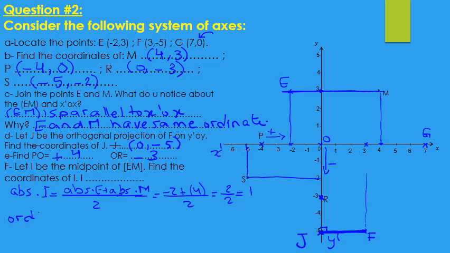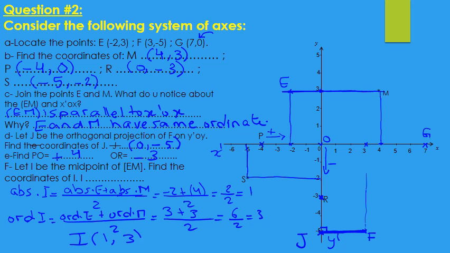Now also to find the ordinate of I, it is equal to the ordinate of E plus the ordinate of M, all divided by 2. The ordinate of E is 3 plus the ordinate of M is 3, all divided by 2, so 6/2 is equal to 3. So I, which is the midpoint of EM, has an abscissa 1 and ordinate 3. Let's now see where I is. It has an abscissa 1 and an ordinate 3. So this will be I, the midpoint of segment EM.